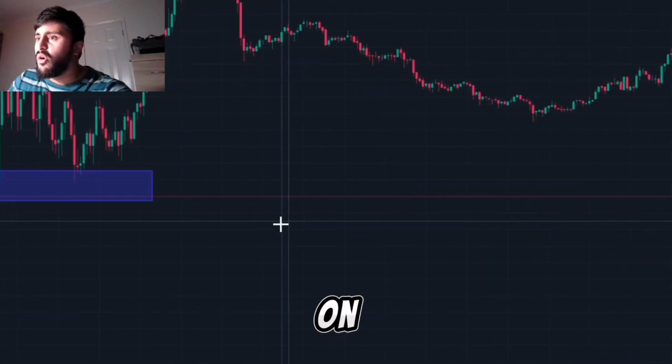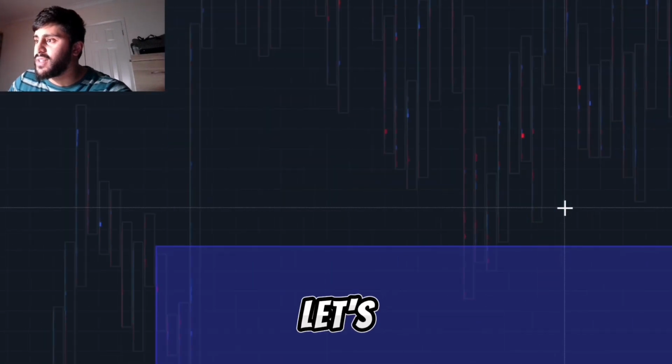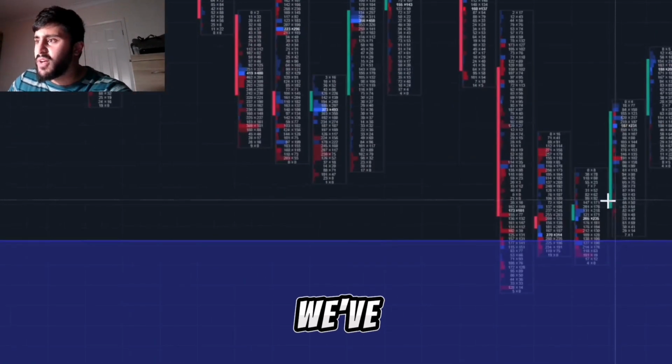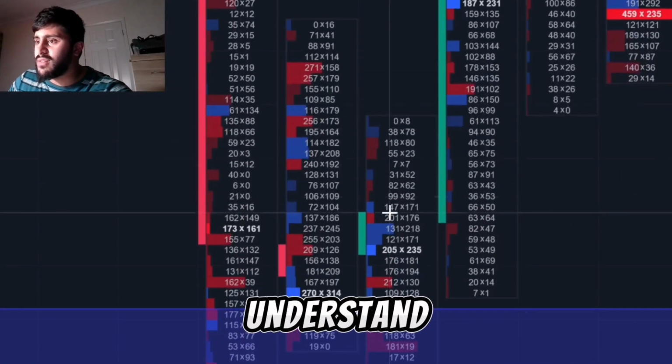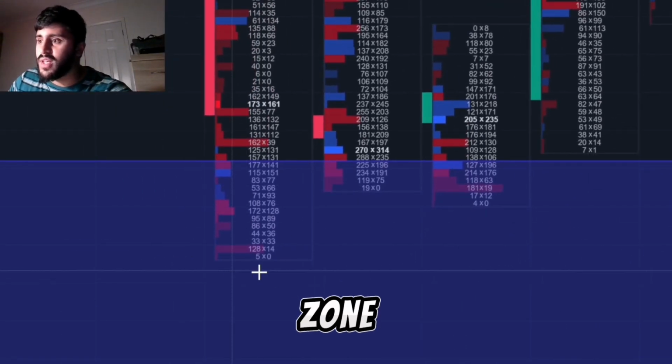All right. So on the 5 minute time frame over here, let's kind of break this down even further, right? So let's just break this down. So now that we've come into this zone, I want traders to understand what is really going on inside of this zone over here, right? This zone is super important.